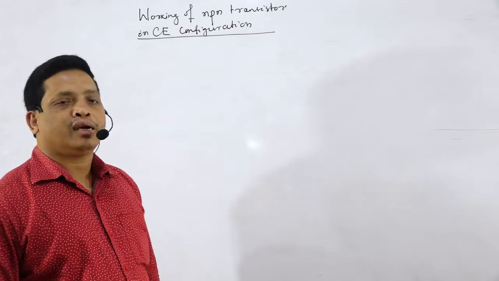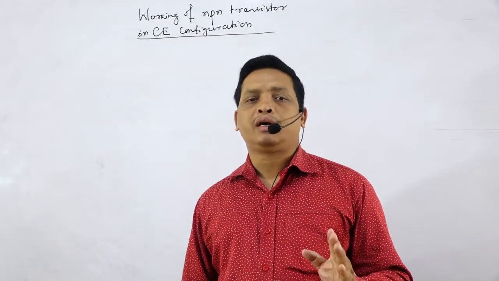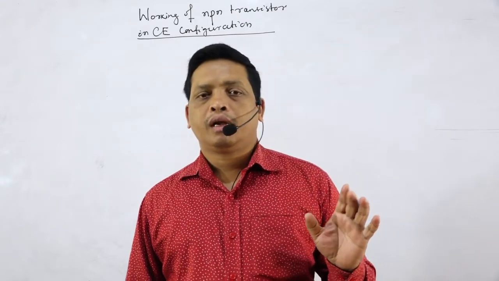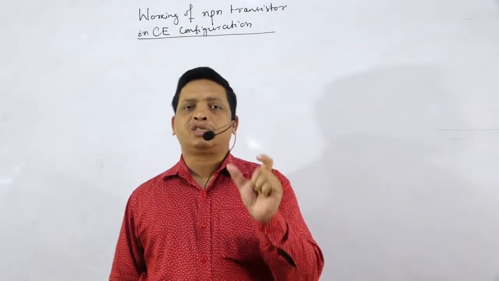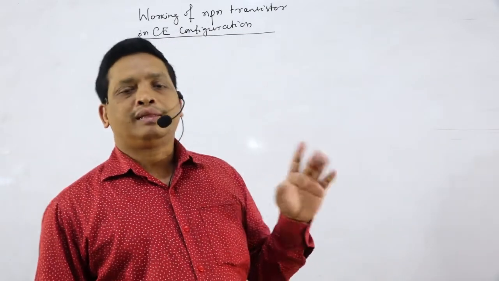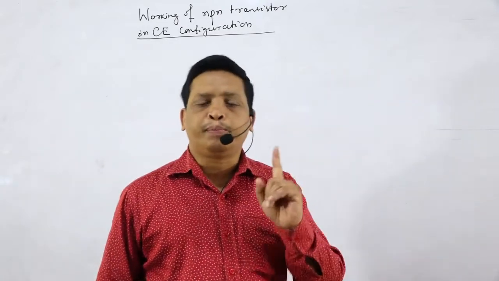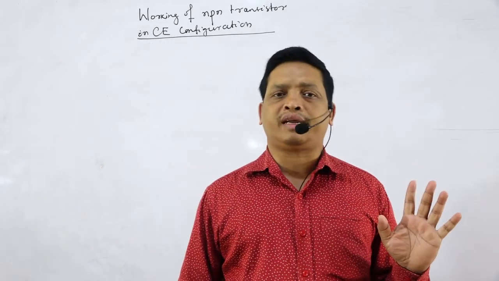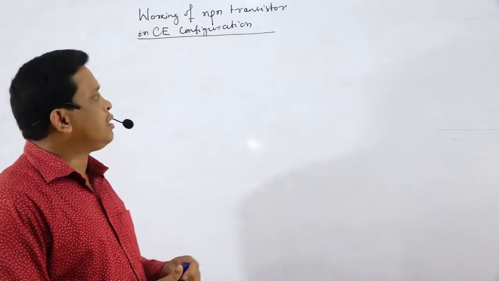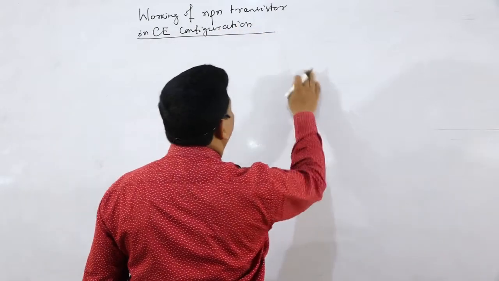In my today's lecture, I shall explain you the working of NPN transistor in common emitter configuration. Now look here, the name of the transistor configuration is common emitter configuration. That means the emitter terminal is common to both input and output of the transistor circuit. So we shall take an NPN transistor and explain its working under common emitter configuration.